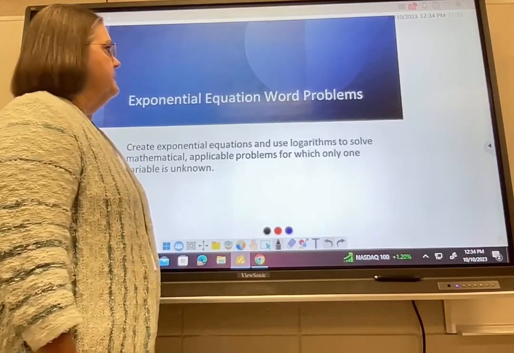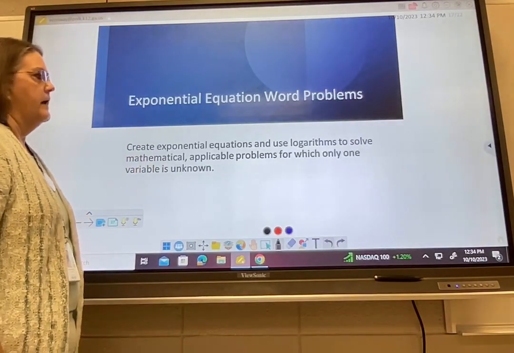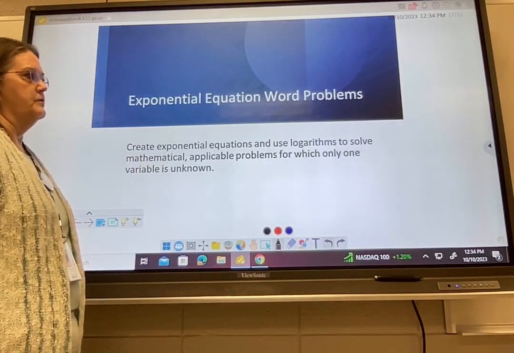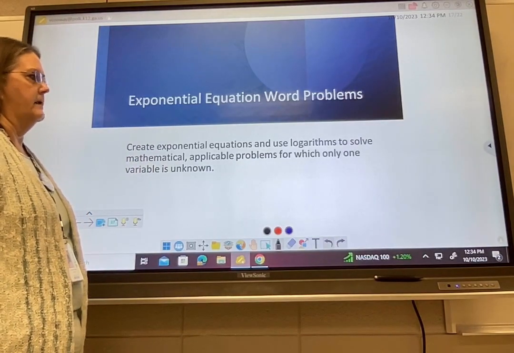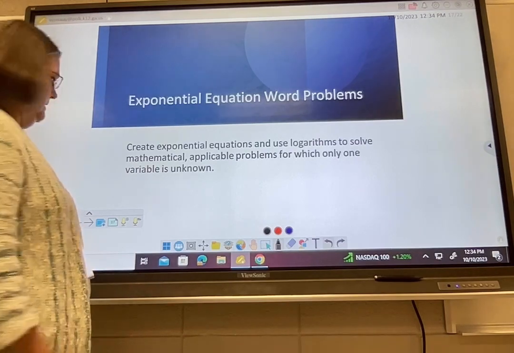Okay, we're doing exponential equation word problems today. This is the standard: create exponential equations and use logarithms to solve mathematical applicable problems for which only one variable is unknown.